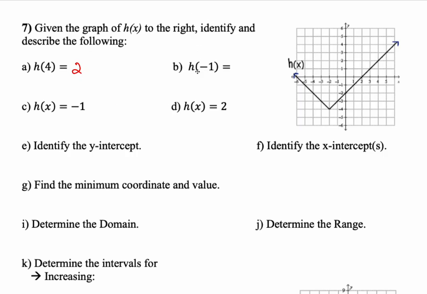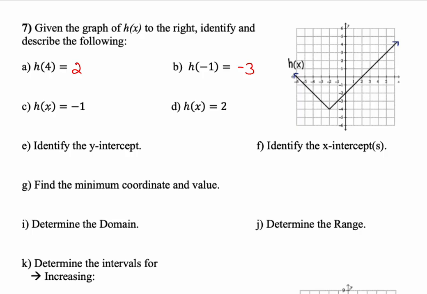B asks for h of -1. So again, x is -1 because x is replaced with a -1. So we need to know the y value. If we look for the coordinate on the function itself at x value of -1, we'll go to the x of -1 and then go to the function. We get the coordinate of -1, -3. So h of -1 is equal to -3.